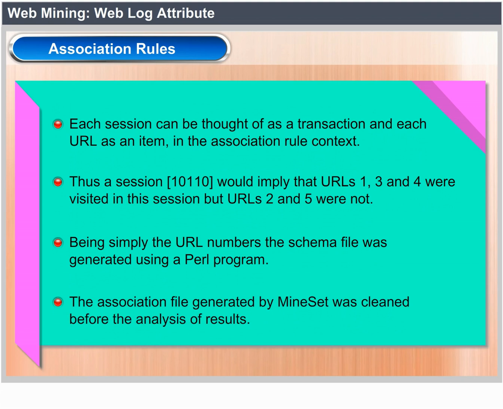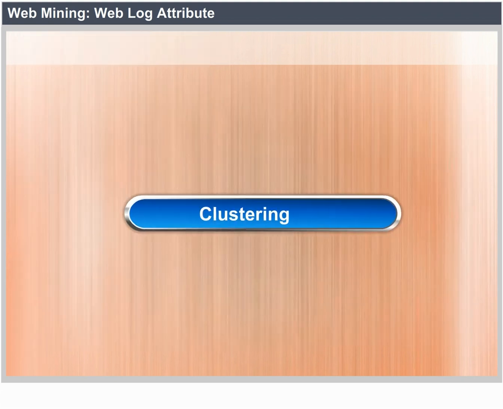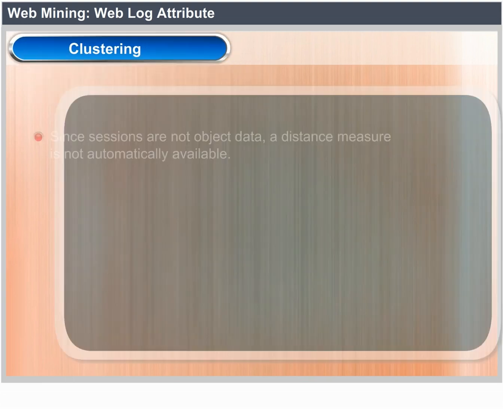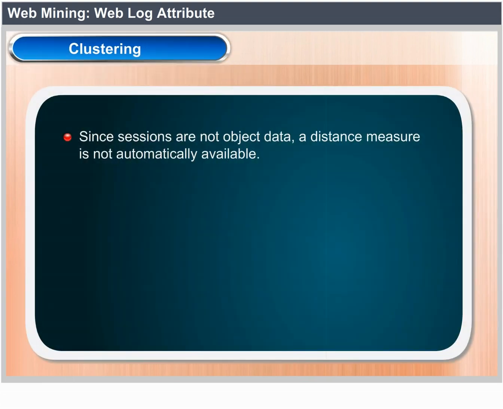Clustering. Since sessions are not object data, a distance measure is not automatically available. Consider two user sessions SK and SM. First, consider the case where URLs accessed in the sessions are considered independent of the structure of the site.